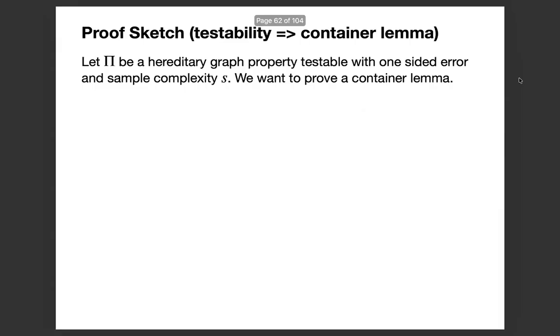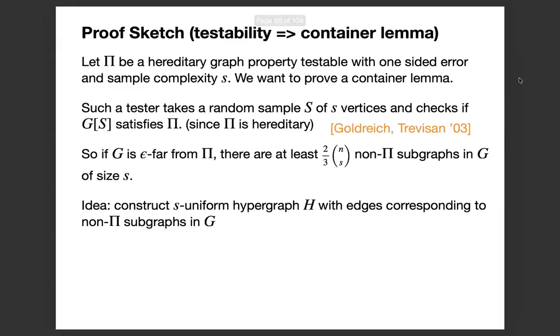Okay. So now going back, this was the previous slide. Now we're not talking about colorability anymore, just some general hereditary graph property. We know there's some tester with sample complexity S. So if we're epsilon far, we're going to construct this hypergraph. And we have the same observation as we had for three colorability. When we construct this hypergraph, any pi subgraph in G corresponds to an independent set in H.